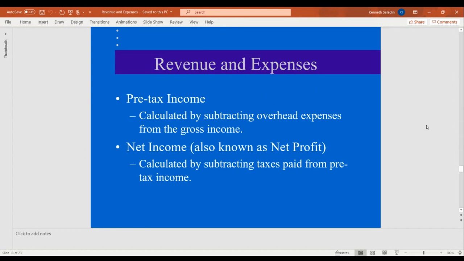Okay, the pre-tax income is calculated by subtracting overhead expenses from the gross income. So gross income minus overhead equals pre-tax income. Net income, also known as net profit, is calculated by subtracting the taxes that the company or business has to pay from pre-tax income.